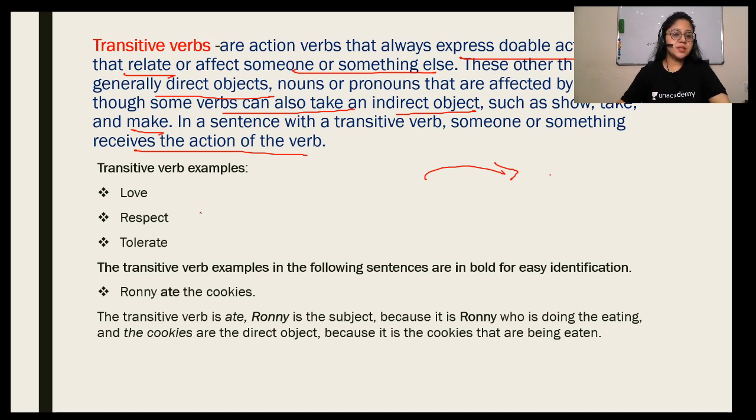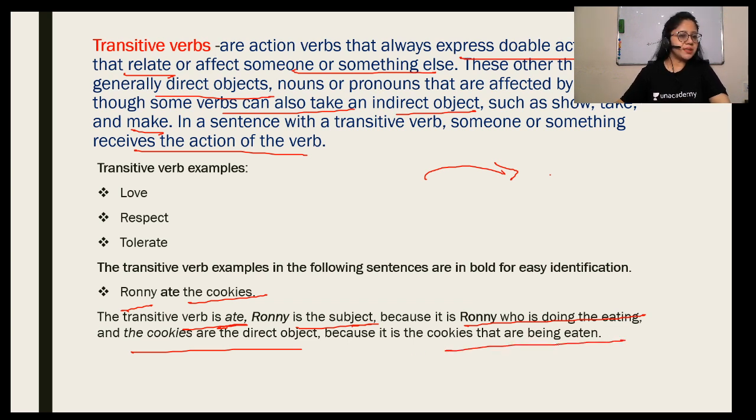Now, a transitive verb generally has an effect on an object. It can be a direct object or an indirect object. For example, Ronnie ate the cookies. All right, the transitive verb is ate. Ronnie is the subject because it is Ronnie who is doing the eating, and the cookies are the direct object because it is the cookies that are being eaten.